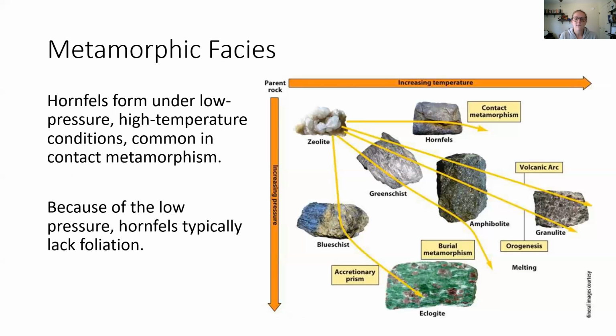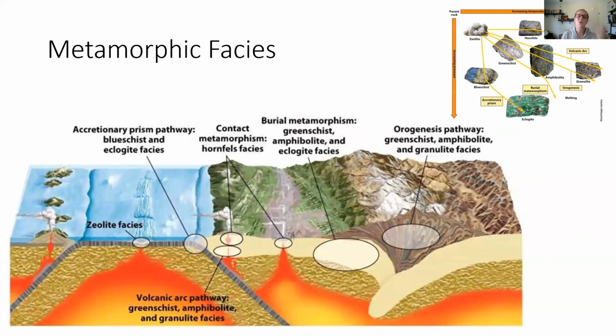And because of the low pressure, hornfels typically lack foliation. This doesn't mean they lack layering. It just means that that layering is due to the sedimentary layers, not the metamorphic foliation. All right, so to wrap all of this up, here I'm showing you on Earth and all the different tectonic environments where you might find different types of metamorphic rocks. So if we find a metamorphic rock today, we know what type of environment it probably formed in originally.